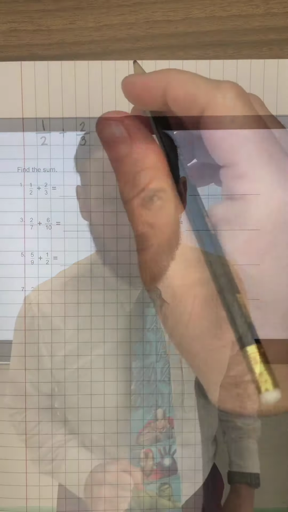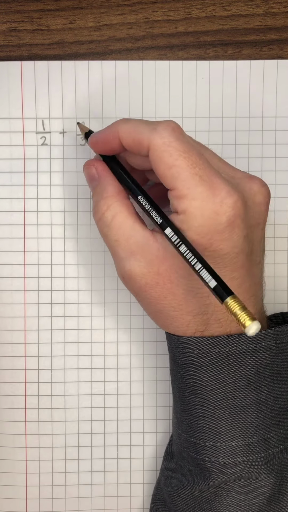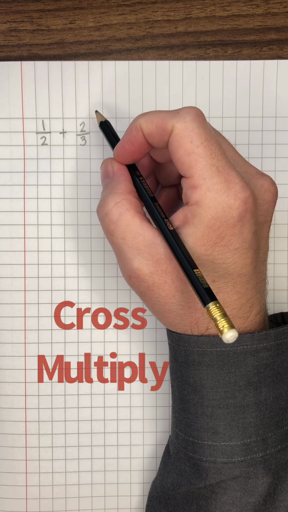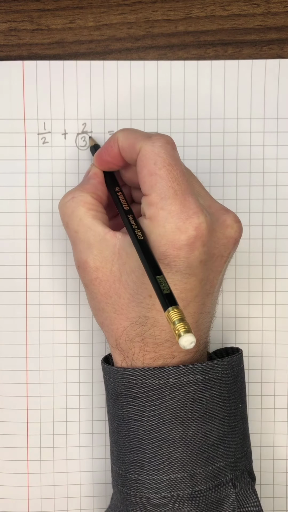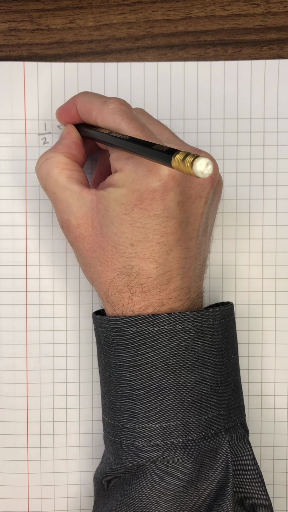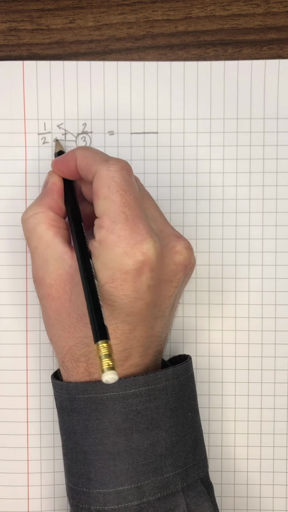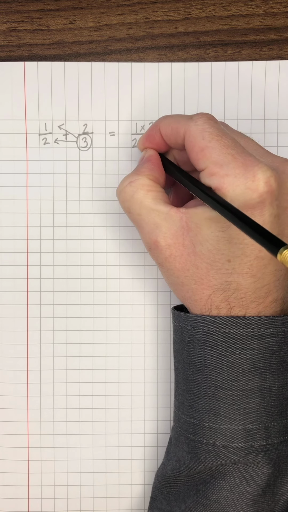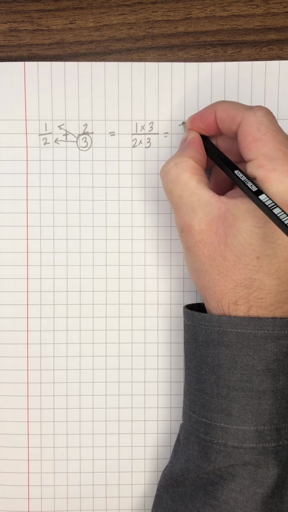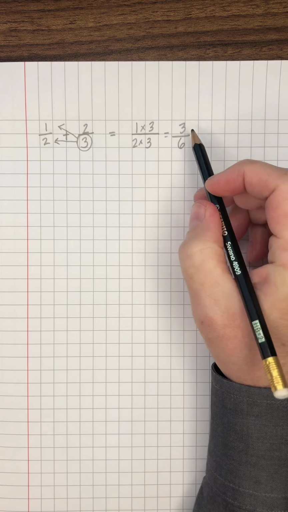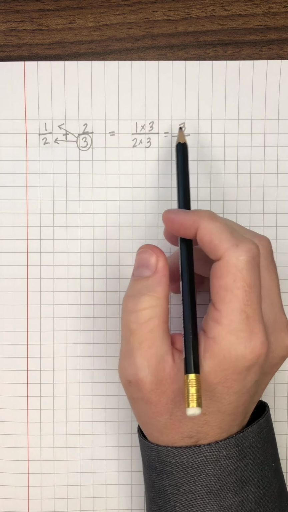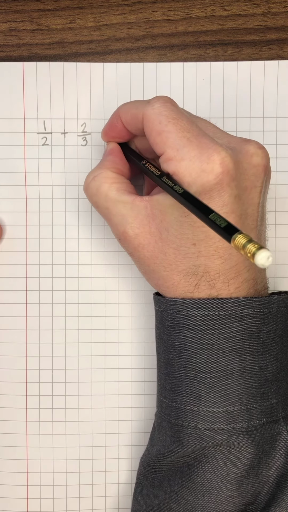So, let's get started. First, we need to find equivalent fractions that have the same denominator. For this, we will cross multiply. We want to first take the denominator of this one and multiply by 1 and then multiply it by the denominator. So 1 times 3 over 2 times 3. We get 3 for the numerator and 6 for the denominator. So when we cross multiply, our first fraction is 3/6.